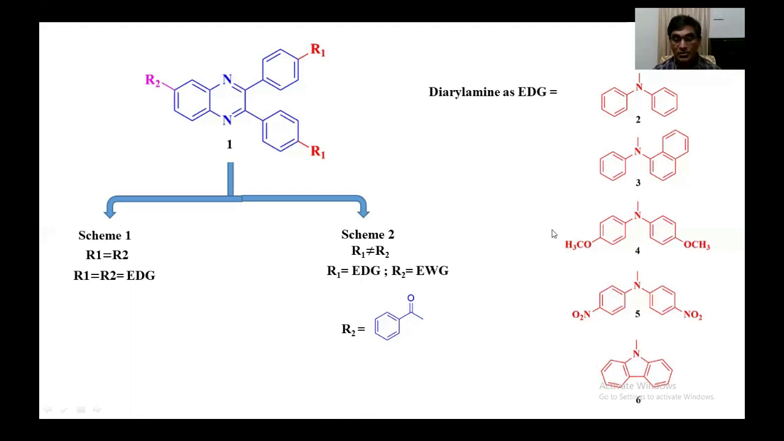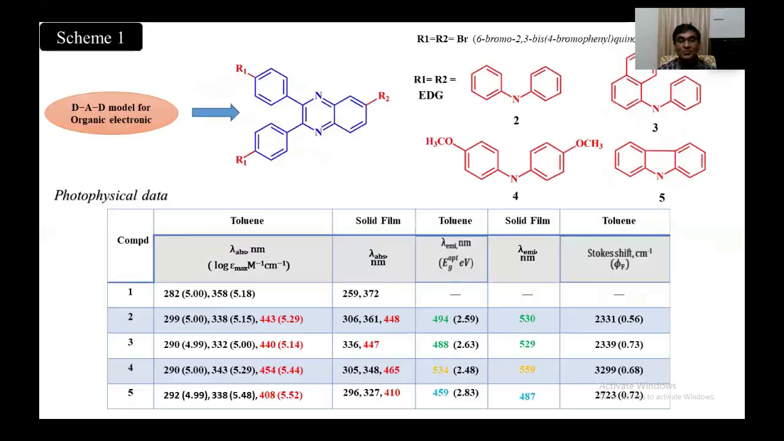Now, first of all, to show the ICT architecture in this molecule. Now, these are the DAD kind of models that we have prepared. What is DAD here? This can act as a central moiety, an acceptor, quinoxaline, and we added donors on these sides. So this becomes donor, acceptor, and donor. So these are the donors: diphenylamine, naphthylphenylamine, methoxy diphenylamine, and this is the carbazole.